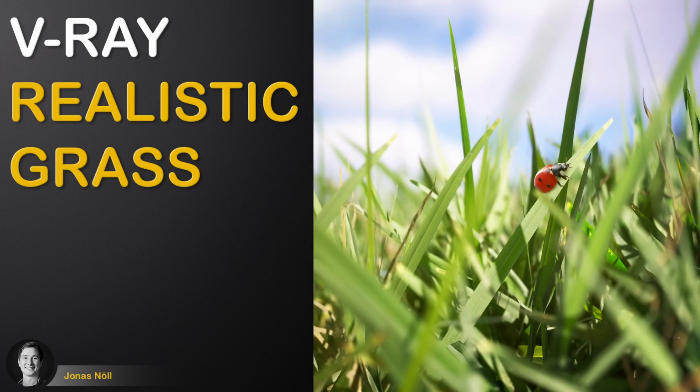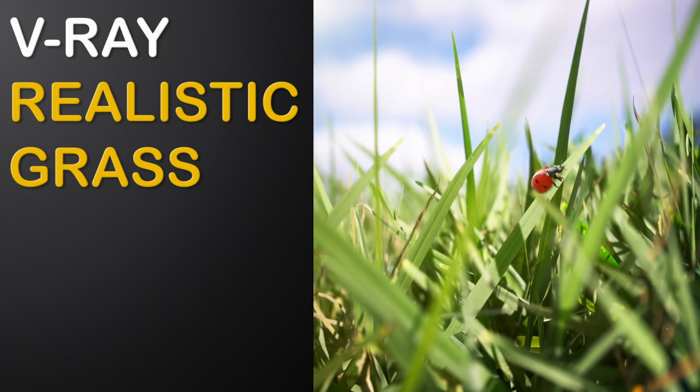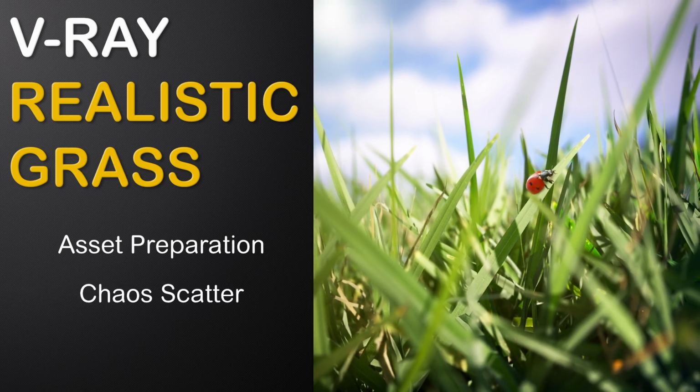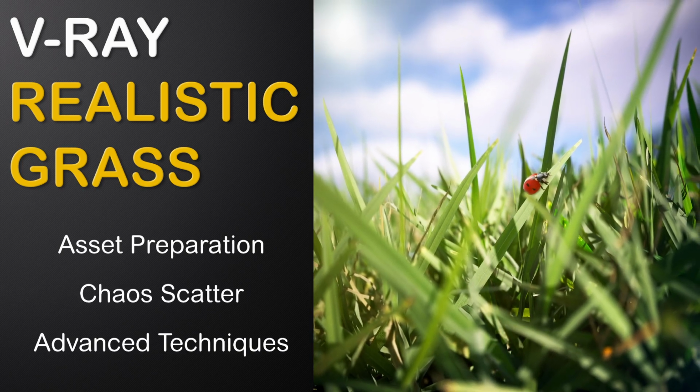In this video, we will create a realistic grass field. For this, we will first prepare our grass assets, then use Chaos Scatter to populate an entire area, and finally use some more advanced techniques for customizing our look.